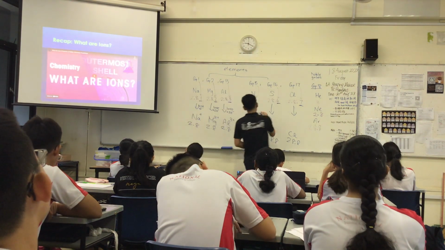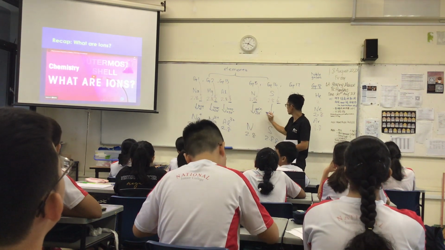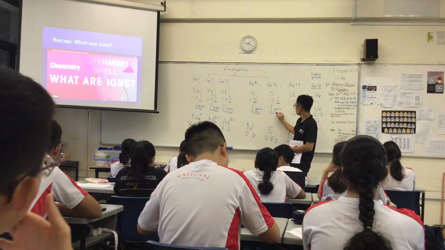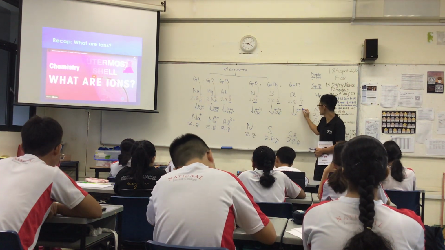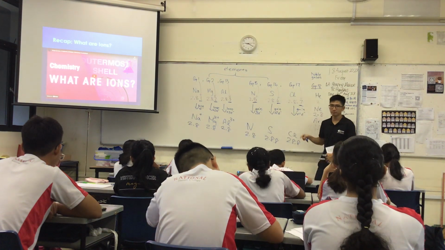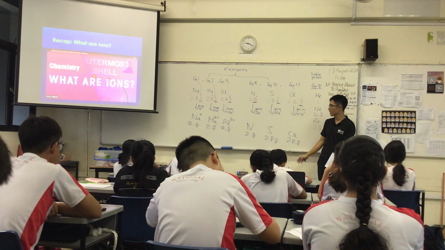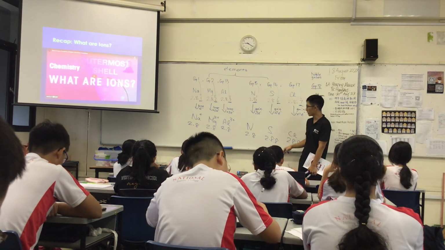On the flip side, if you were to gain 3 electrons, 2 electrons, or 1 electron, what would the charge be? If we all agree, it will be negative, right? Because it gains a negatively charged electron. But what would the charge be?